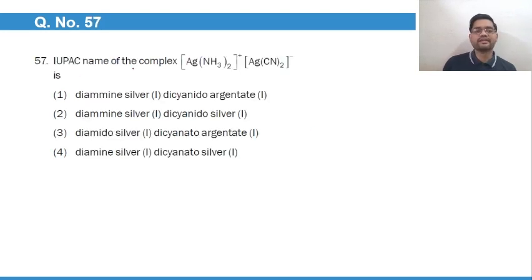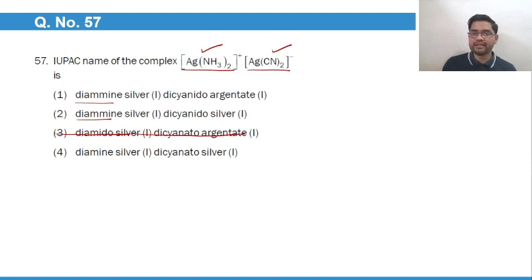Question 57. IUPAC name of the complex. This complex is of type complex cation and complex anion, and you know that first preference is given to the cation and the name is given to what? Anion. So first we'll name the complex cation, then we'll name the complex anion. Complex cation, the preference is given to the ligand. Ligand is ammine and that is 2 times, so it is diammine. Diammine silver with oxidation number +1, so diamminesilver(I), all are the same.